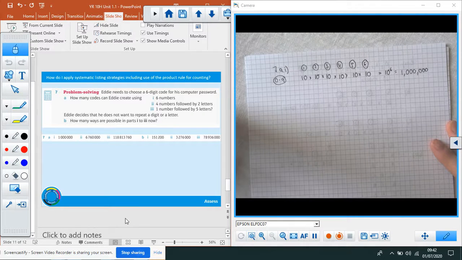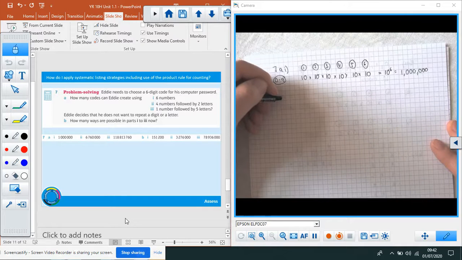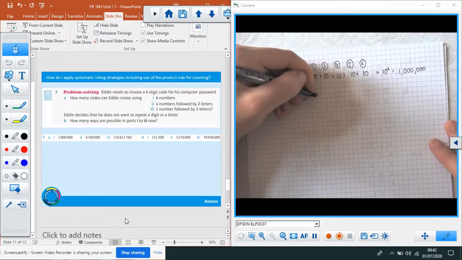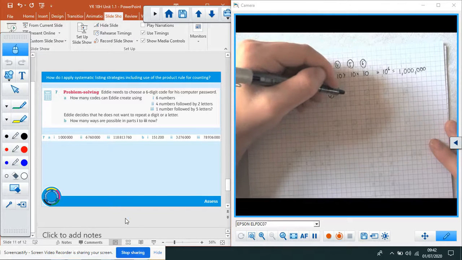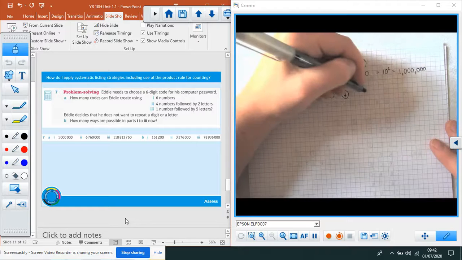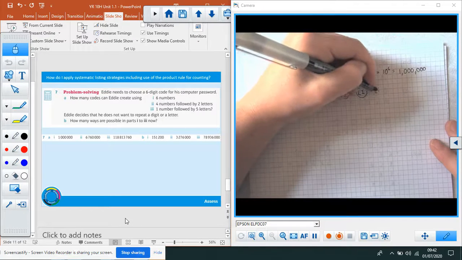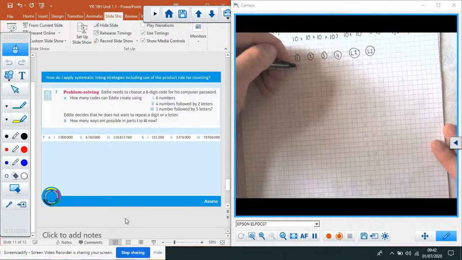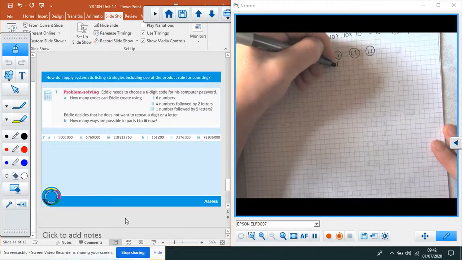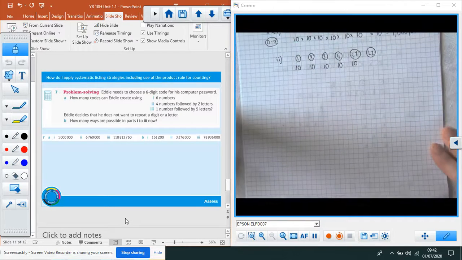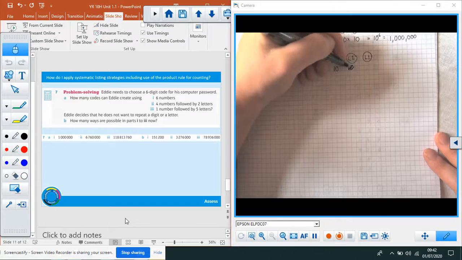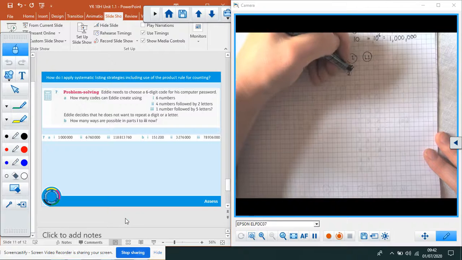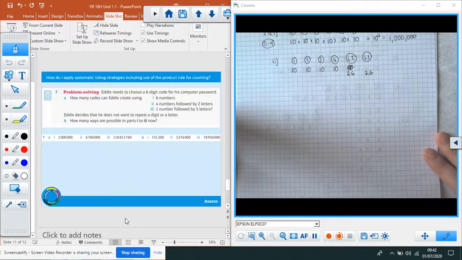Okay, how many codes can Eddie create using, this time, 4 numbers and 2 letters. So there's 4 different possible numbers: first number, second number, third number, and fourth number, and then 2 letters. So letter 1 and letter 2. So that is what he needs. How many combinations for each? Well, he can have 10 for each number, because again, it doesn't say they can't be repeated. So he's got 10 different options for each of the numbers, and 26 different options for each of the letters, because there's 26 letters in the alphabet.